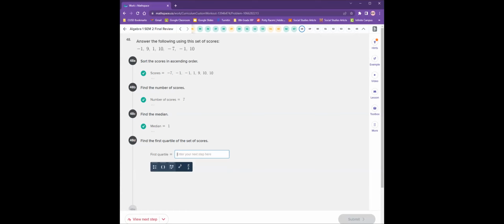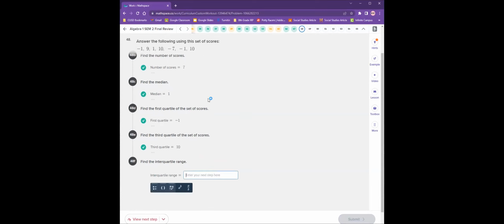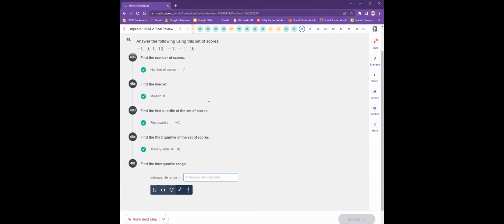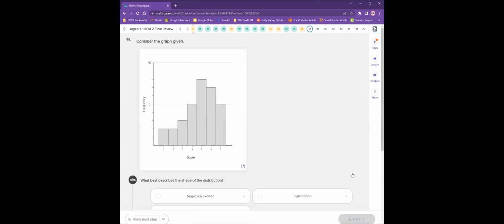First quartile, the set of scores. So then one would be negative one. Okay, agreed. And third quartile, looking at 9, 10, 10. I'm just going to draw a box and whisker plot for this. Okay, there we go. It'd be 10. Find the IQR, 10. Plus 1 is 11. Okay.